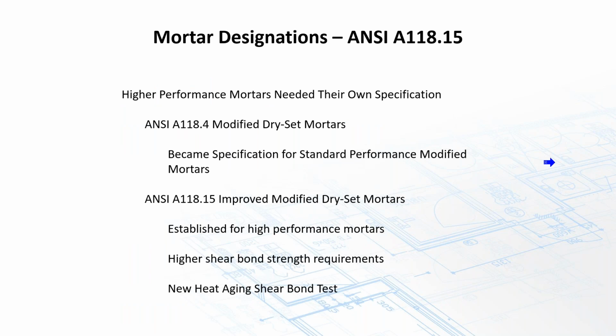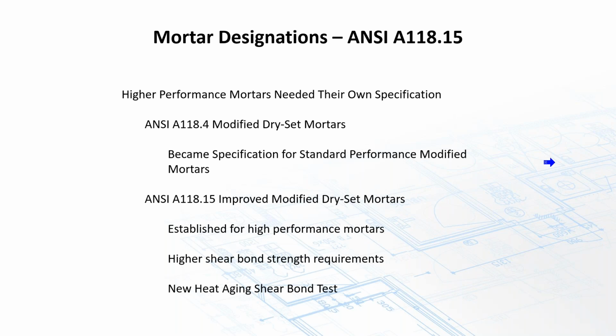So why 118.15? High performance mortars really needed their own specification. As I said, 118.4 kind of became the standard performance mortar. It's modified, but kind of the base level, if you might. 118.15 is really established for high performance mortars. And I'll show you some of the reasons why that's important, and what makes it different from the others. It has a much higher shear strength. It also has a new test called heat aging.